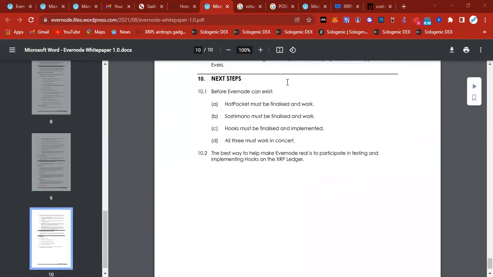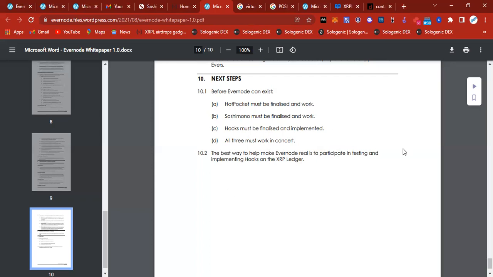This is what I will read before I get up out of here. In order for the Evernode layer 2 solution to come into effect, we need these 4 things. HotPocket must be finalized and work. Sashimono must be finalized and work. Hooks must be finalized and implemented, and all 3 must work in concert. And if I'm not mistaken, I was looking on Evernode, and I think they said HotPocket is almost ready to go, or it is ready to go.